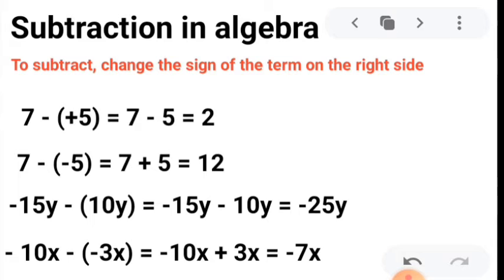If we change the sign of the term on the right side, which is minus 3x, it will become plus 3x. So minus 10x plus 3x will give us minus 7x.